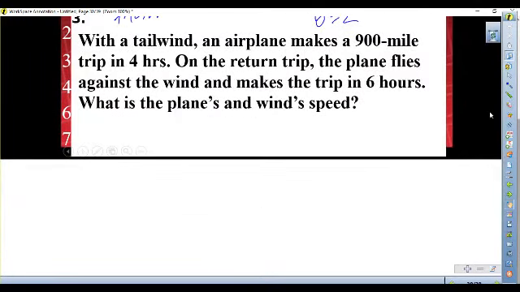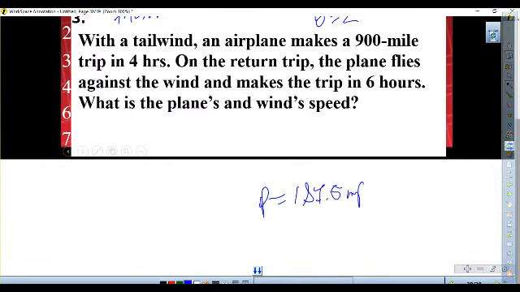Axel, what'd you get for the plane speed? Plane speed is 187.5 miles per hour. And the wind speed? Wind speed is 37.5 miles per hour. Hands if you got that. That is correct. Spirit fingers on 3. 1, 2, 3.